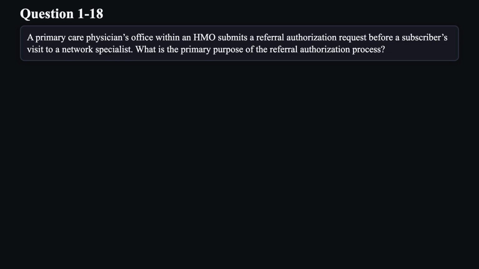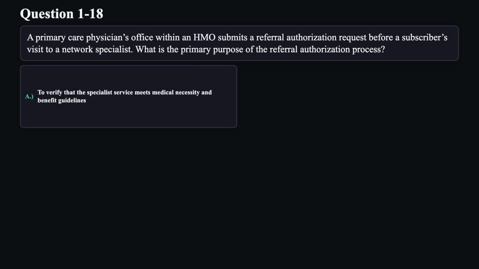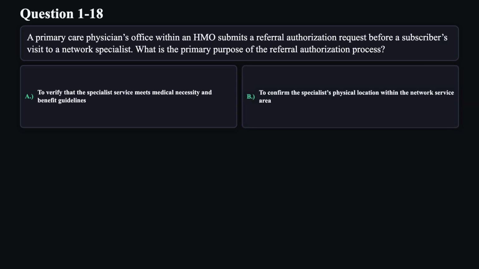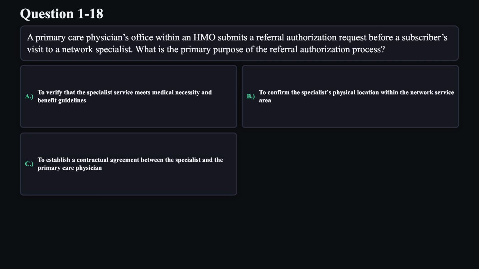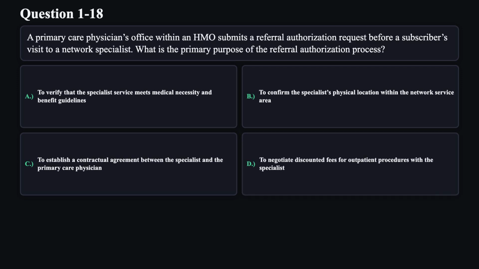Question 18. A primary care physician's office within an HMO submits a referral authorization request before a subscriber's visit to a network specialist. What is the primary purpose of the referral authorization process? A. To verify that the specialist service meets medical necessity and benefit guidelines. B. To confirm the specialist's physical location within the network service area. C. To establish a contractual agreement between the specialist and the primary care physician. D. To negotiate discounted fees for outpatient procedures with the specialist.